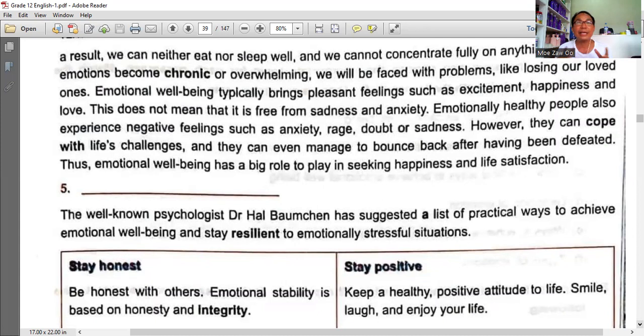Emotional well-being typically brings pleasant feelings such as excitement, happiness, and love. This does not mean that it is free from sadness and anxiety. Emotionally healthy people also experience negative feelings such as anxiety, rage, doubt, or sadness. However, they can cope with life's challenges and they can even manage to bounce back after having been defeated. Thus, emotional well-being has a big role to play in seeking happiness and life satisfaction.